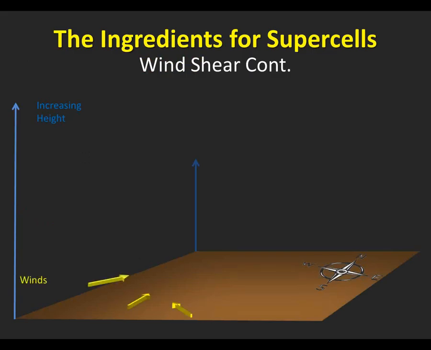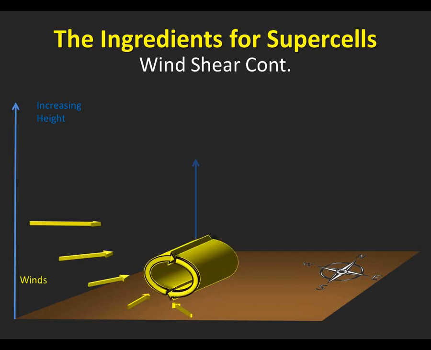So here's another example of wind shear, maybe what it would look like as we increase and turn the winds with height, and we start to spin basically this tube of air horizontally. Okay, so right now we have this rotating tube of air that's horizontal to the surface.